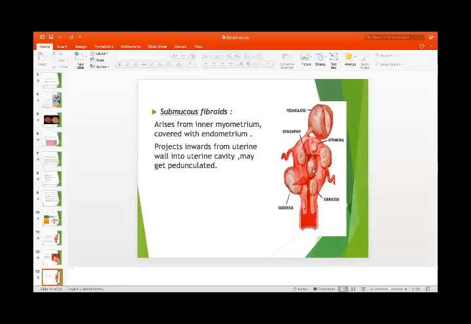These are submucous fibroids arising from the inner myometrium. They are covered with the endometrium. So they are arising from the myometrium and they are covered with a layer of the endometrium and project into the uterine cavity and they become pedunculated. These are cervical fibroids.